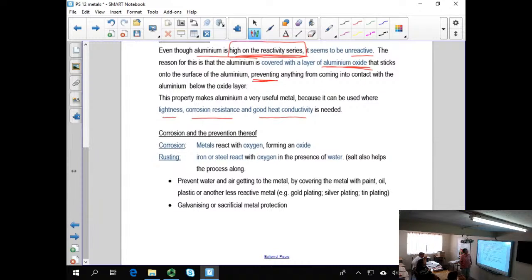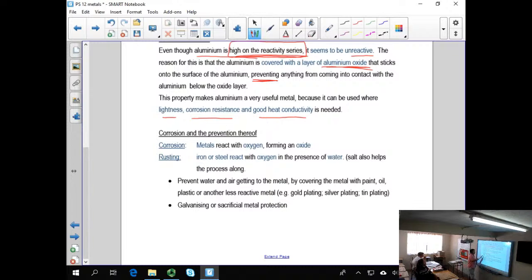Now, because metals are used very widely, it becomes very costly if these structures that we build with the metals start corroding and rusting. So a lot of research has gone into how we prevent corrosion or rusting of metals. And very simply, it's very basic. One way is you cover the metal with something that prevents oxygen and water from coming into contact with it. The other method is, for example, if we've got steel, we can galvanize it, we cover it with a more reactive metal.